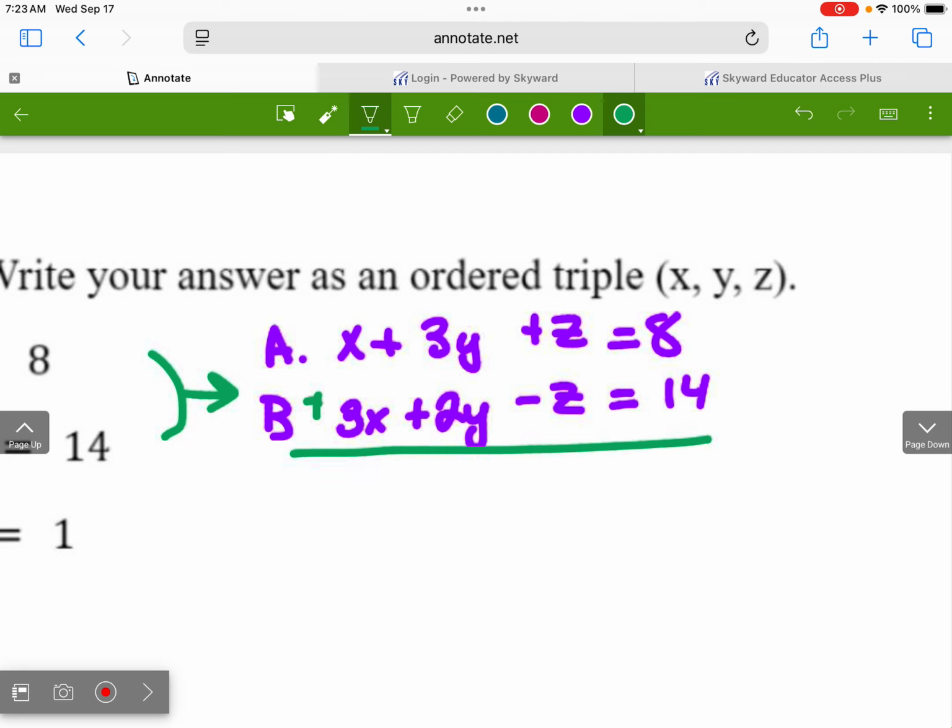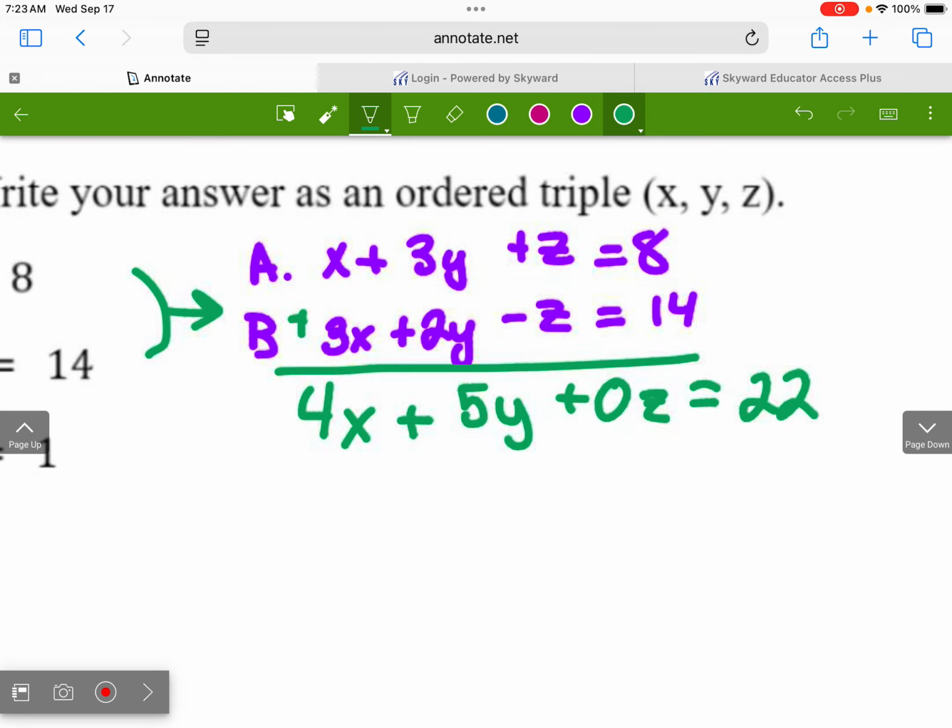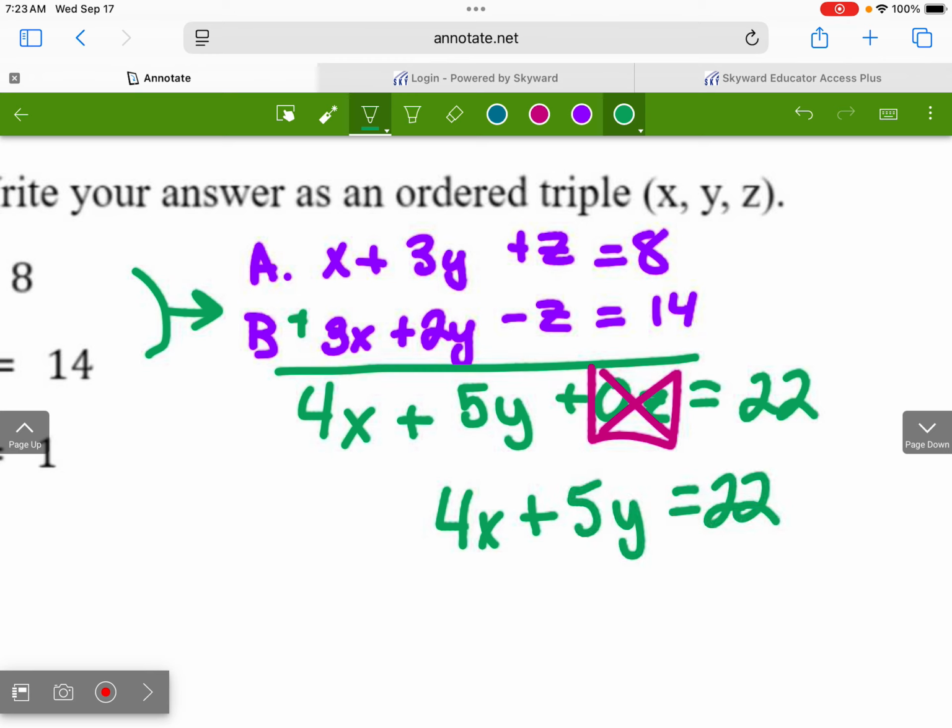When we add those together, what do we get? We get 4x and 5y and 0 z's equals 8 plus 14. It should give us a 22. So the whole point of this is that the z's cancel out. So we get our 4x plus 5y equals 22. So that's our step one.